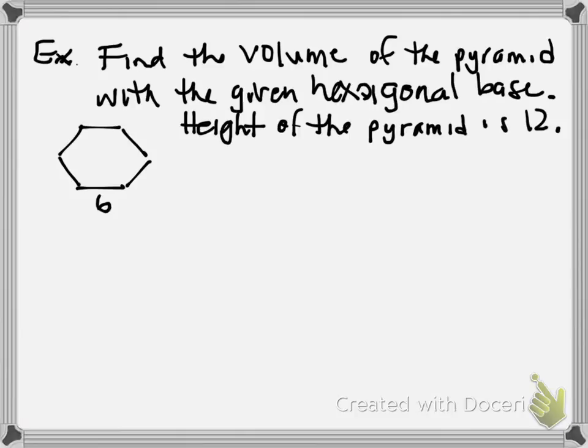So the problem here is I have to figure out the area of this hexagon. It's not one of the formulas we know, but it is a regular polygon. So the area of this base is going to be 1/2 the apothem times the perimeter. We're going to figure out the apothem, and the perimeter is easy: we have 6 sides that measure 6 each. So let's do some drawing.